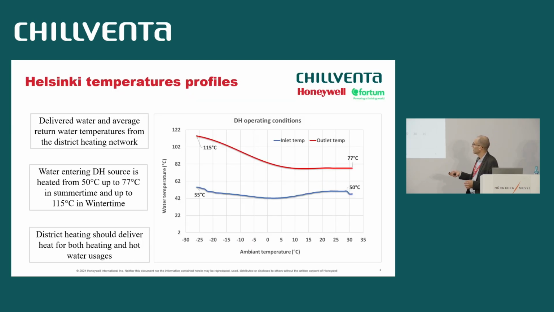So this district heating, when we have low temperature, we have the profile of water delivered to district heating. It can go to 115 degrees C in winter time, and it is around 70 degrees C in summer time. And water coming back from the district heating is around 50-55 degrees C. So as you can see here, there is a challenge where we need a lot of capacity at low ambient temperature, and we need this heat to be delivered at high temperature.